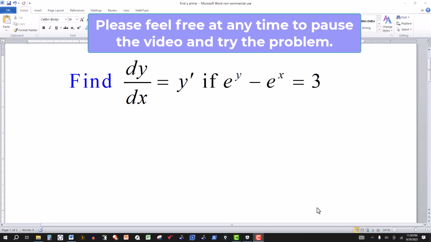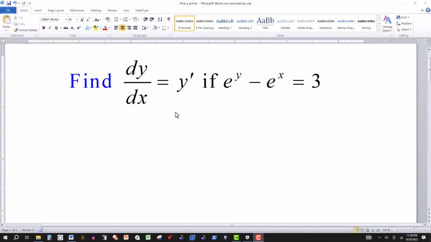In this video, we're given the equation e to the y minus e to the x equals 3, and we want to find the derivative of y with respect to x, or same thing as y prime. So I'm going to use the operator notation. D sub x is the same thing as saying the derivative with respect to x of the given expression.